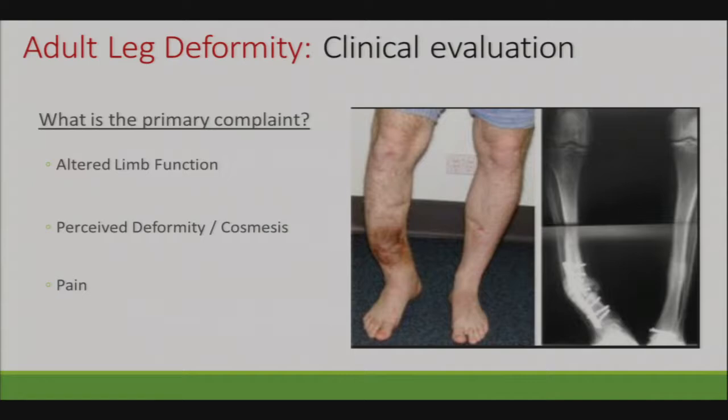So the first thing to do is to figure out why that patient is there. What are they complaining about? Is the deformity even symptomatic, or is it going to cause them a problem long term? Most of the time, patients will note some sort of perceived deformity or alteration in cosmesis. They may say their leg feels rotated funny, or they're tripping over their foot, or they have pain in their knee or ankle or hip, for example. And then certainly if you think they have a healed bone, if they have pain, that's a warning sign for another problem like an infection or a non-union.